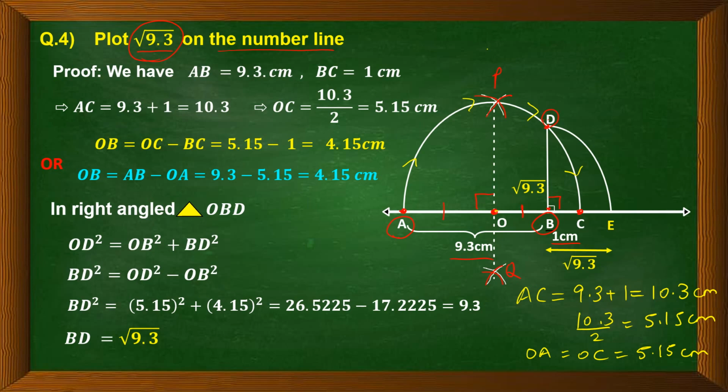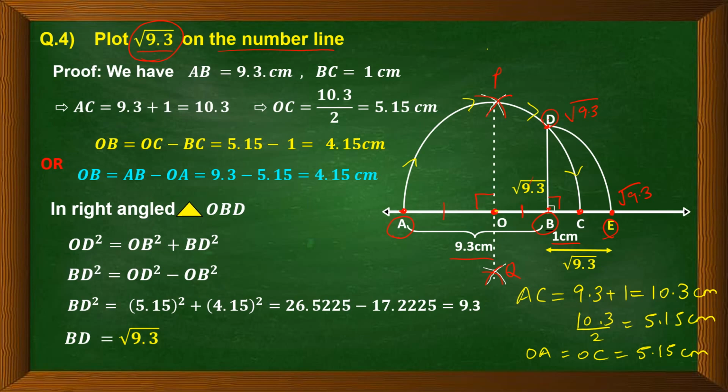Now this BD is root of 9.3. The total length is root of 9.3. Now with B as center and radius BD, we will draw another arc which will intersect the number line at point E. Now this point E represents root of 9.3. Right, so this is how we got a point on the number line which represents root of 9.3.